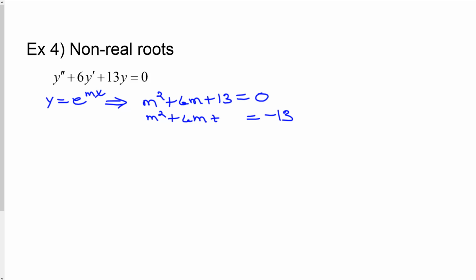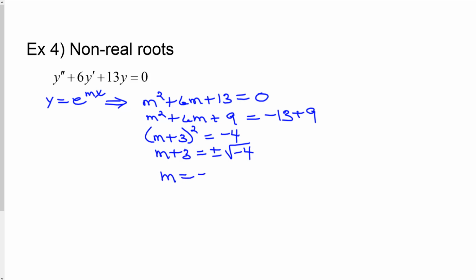So half of 6 is 3. 3 squared is 9. So we're adding 9 to both sides. And we factor the left side as a perfect square. And if that doesn't check, then you've made an error you need to find. And then do the arithmetic on the right. The next step would be to use the square root method, which tells me m plus 3 equals plus or minus the square root of negative 4. Isolate m, and as you do that, simplify the radical.